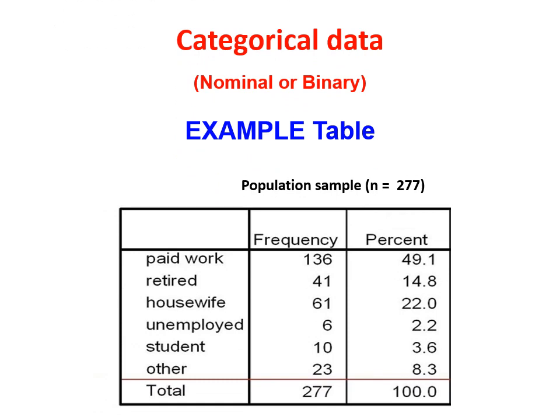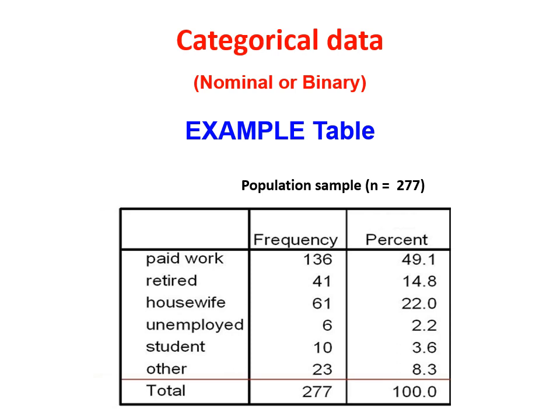This is an example for categorical data, nominal. We have a population sample of 277, classified here in the table as nominal: paid work, retired, housewife, unemployed, students, and others. We find that, for example, the number of housewives in this population is 61 people, which represents 22% of the total population.